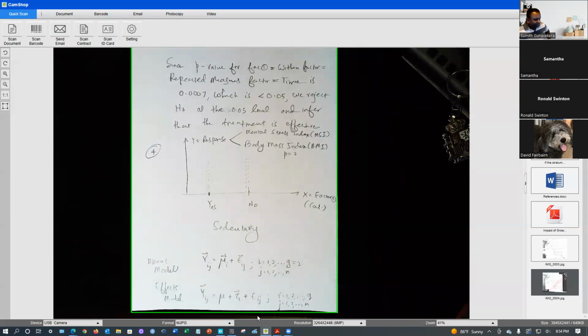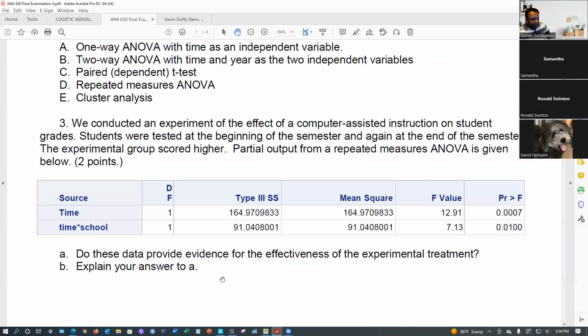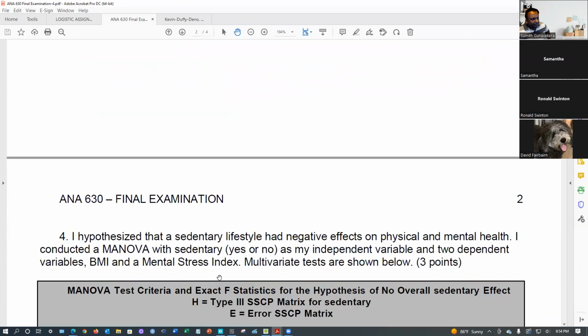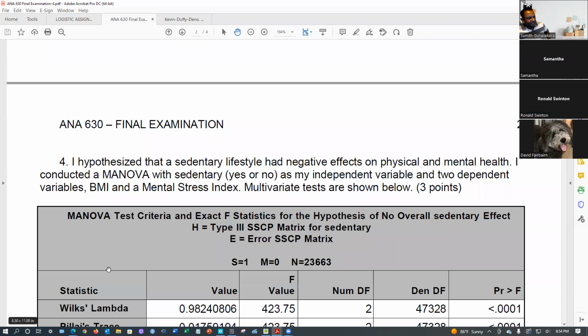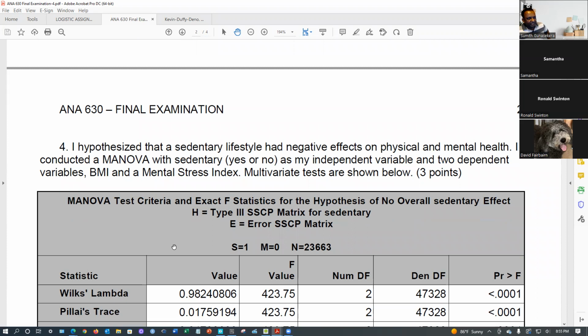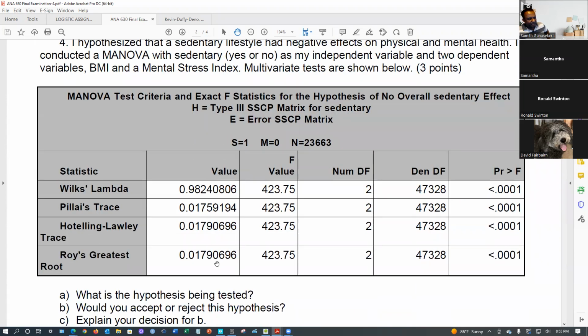Okay, let's go to the next one, number 4. I hypothesized that a sedentary lifestyle has a negative effect on physical and mental health. I conducted a MANOVA with sedentary, yes or no, as my independent variable and two dependent variables, BMI and mental stress index, MSI. Multivariate tests are shown below. What is the hypothesis? They were given this one, so let's build this up.